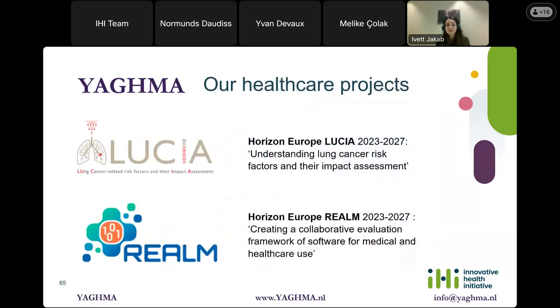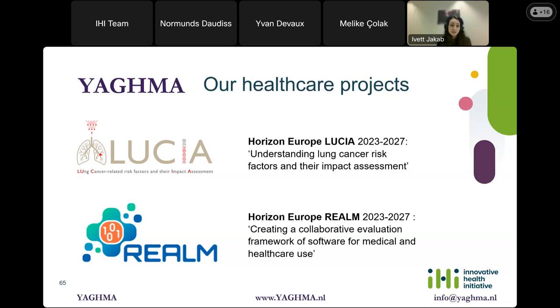We have projects in many different sectors, including transportation, aerospace, and also manufacturing. Our healthcare projects at the moment involve two Horizon Europe projects. One is Lucia, started this year. It's on understanding the lung cancer risk factors and their impact assessment. And the other one is called Realm. It's on creating a collaborative evaluation framework of software for medical and healthcare use.